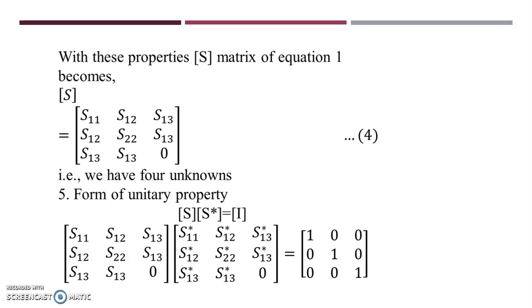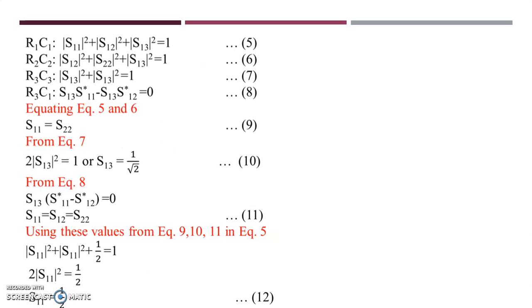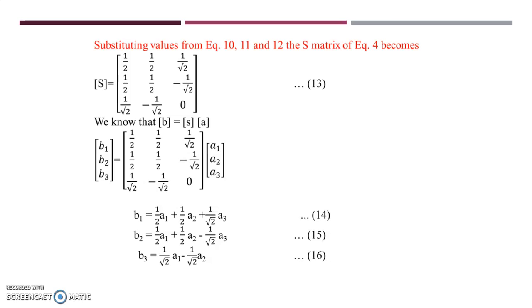Now we have the unitary property of the scattering matrix, S into S complex conjugate is equal to the identity matrix. So you write the equations, and to find out 4 unknowns, you should get 4 equations. So multiply R1 C1, R2 C2, R3 C3, and R3 C1. You will get 4 equations, and by solving them, you will get S13 is equal to 1 by root 2, S11 is equal to 1 by 2, similar to H plane T.